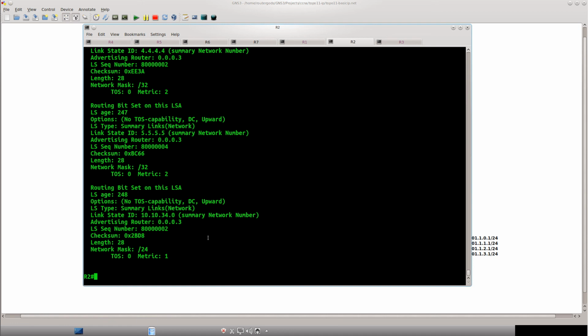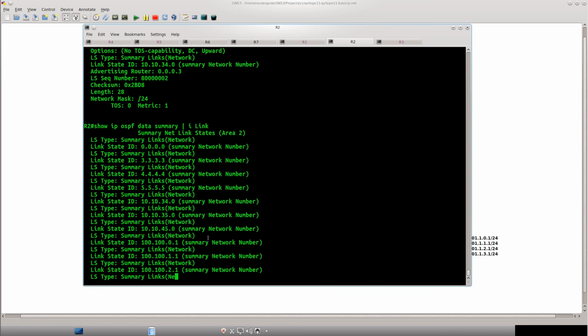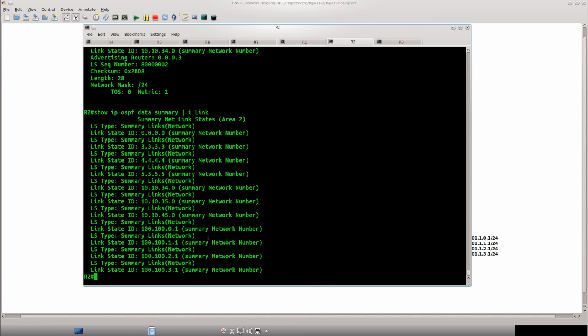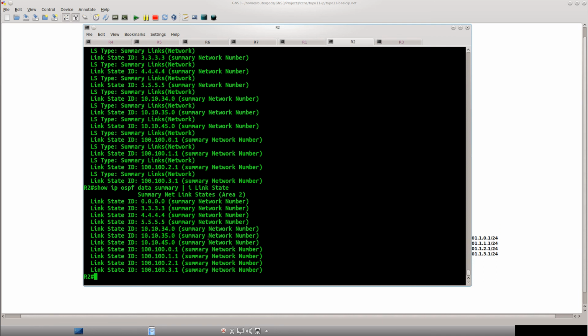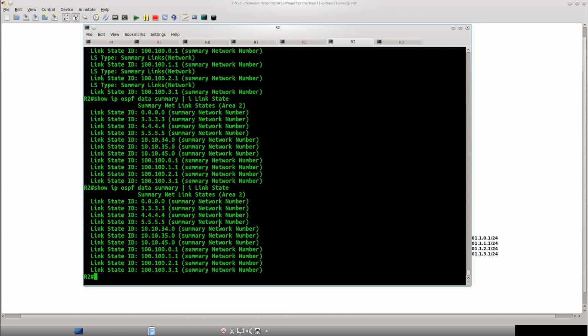And you can shorten this up. If you show IP OSPF database summary, pipe I, and you could probably do link. Okay, we could shorten that up a lot more. Link state. There we go. So show IP OSPF database summary, pipe I, link state. Then it's clean. I like this output because if you show IP OSPF database summary, it's ugly, right? You don't want to expend more brain cells than you really need to.